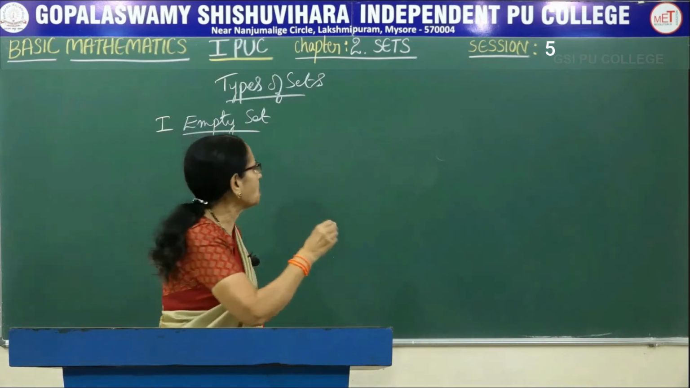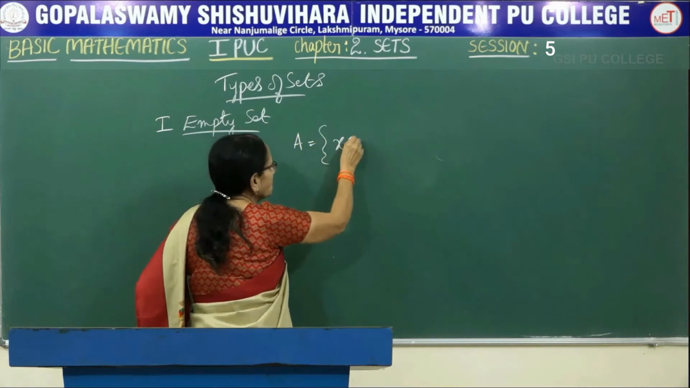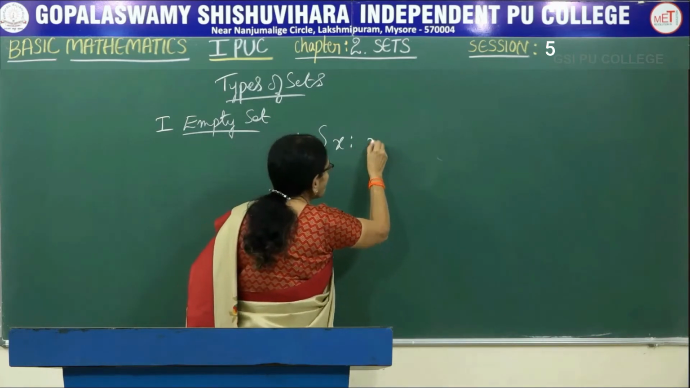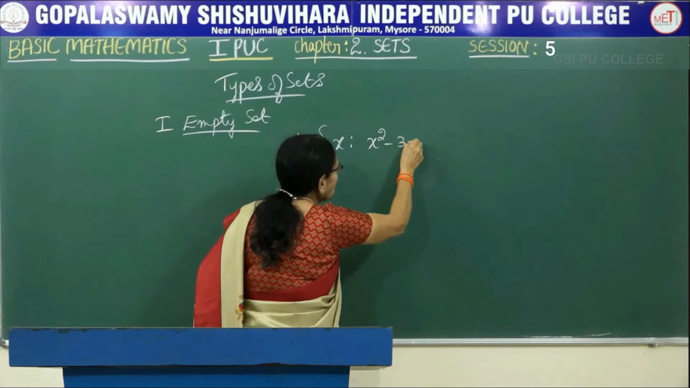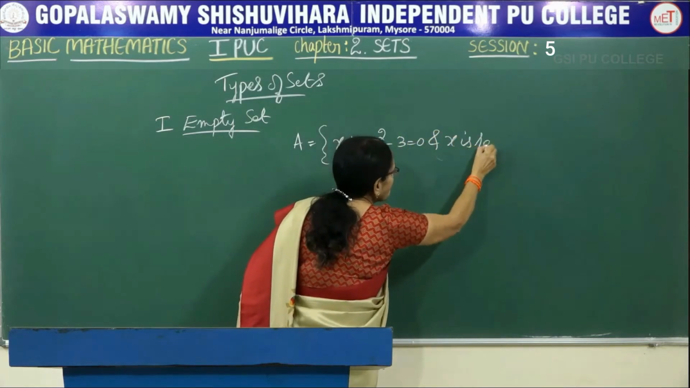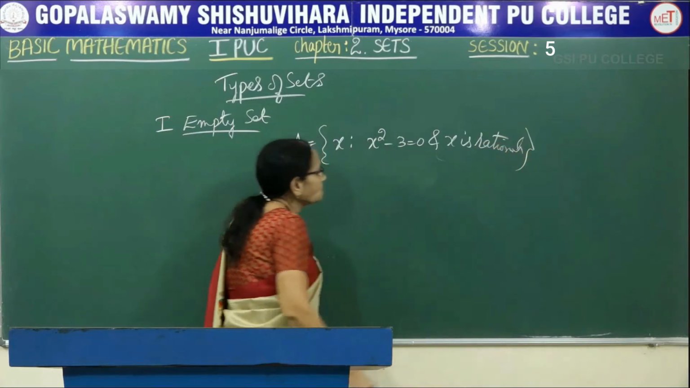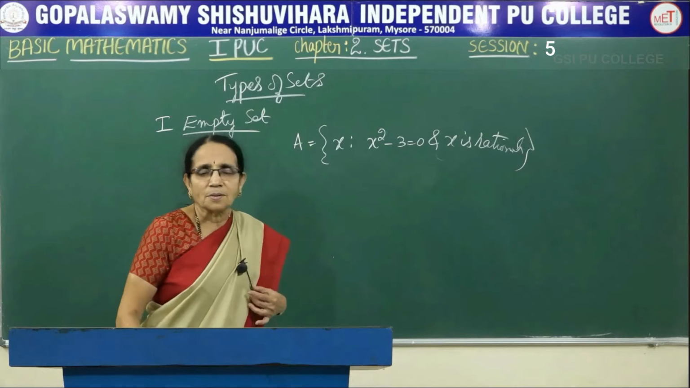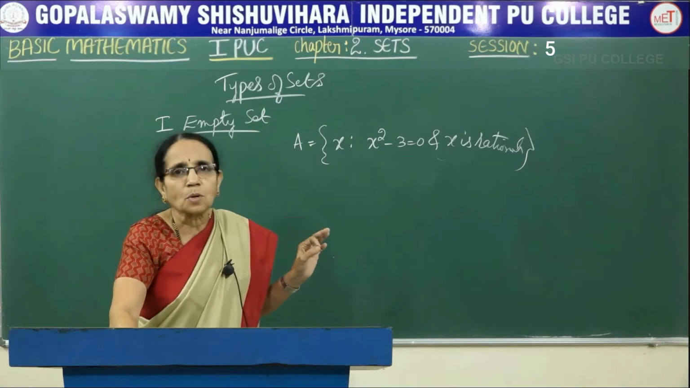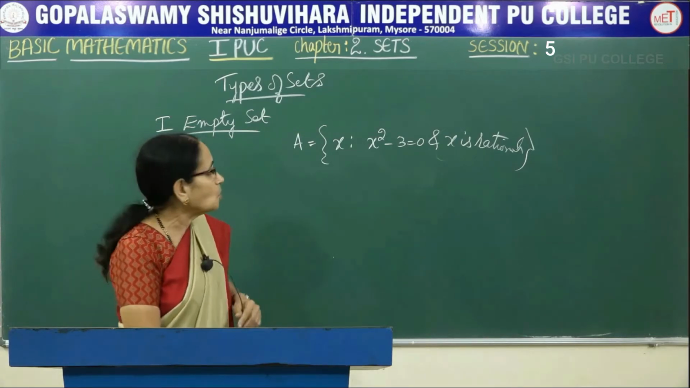Now, let me take an example. Let the set A be defined like this: A contains all x such that x square minus 3 equal to 0 and x is a rational number. Suppose a set is defined like this. If the set A contains all x such that x square minus 3 equal to 0 and x is a rational number, what is this?